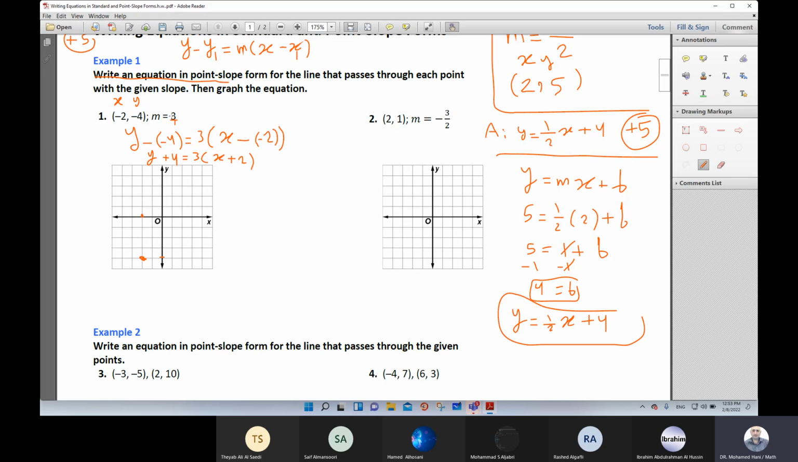And as you see here, the change in the y positive means the change will be up. So from this point, go 3 units up. We have 1, 2, 3. Then go 1 unit right. So the second point will be here. So then you can match between the 2 points.